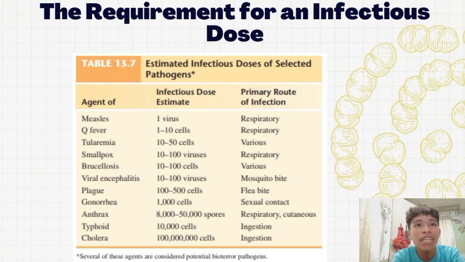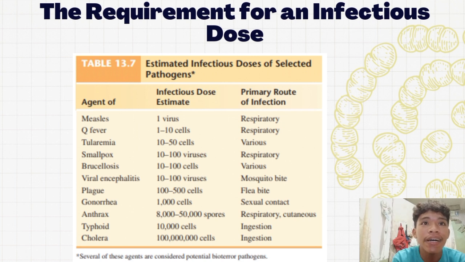Mayroon din tayong agent of Q fever, about 1 to 10 cells. Primary route of infection, respiratory. Ang Q fever, a bacterial infection spread through contact with animals or their waste. And another agent of tularemia, about 10 to 50 cells. Primary route of infection, virus. Ang tularemia, a bacterial infection that can affect many parts of the body. It's spread by ticks, fleas, and other insects.